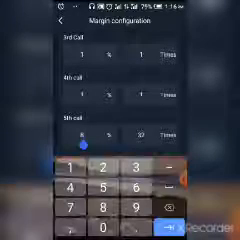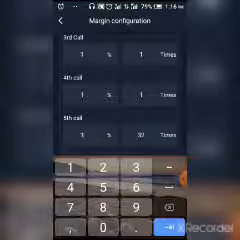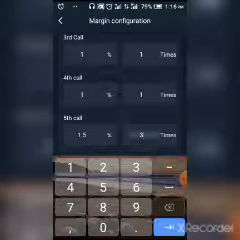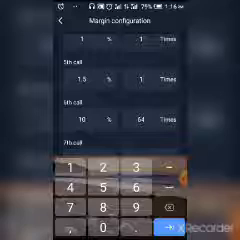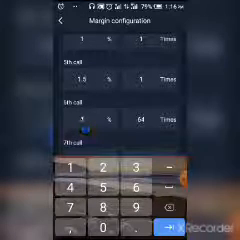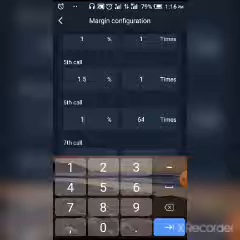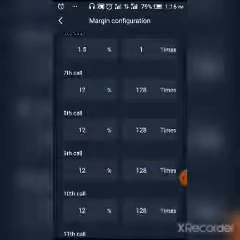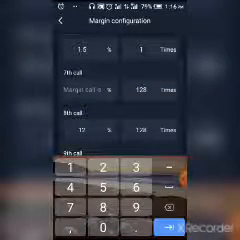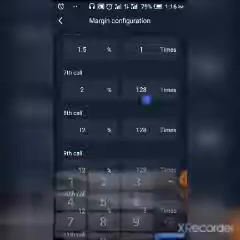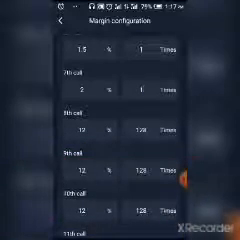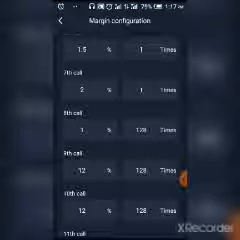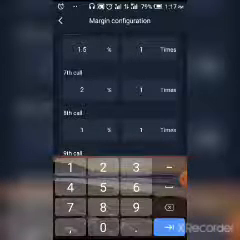Fifth call, if it drops by 1.5%, buy one time. Okay. Sixth call, if it drops by 1.5% again, buy one time. Seventh call, if it drops by 2%, buy one time. Eighth call, if it drops by 1% after that, buy one time. Okay.